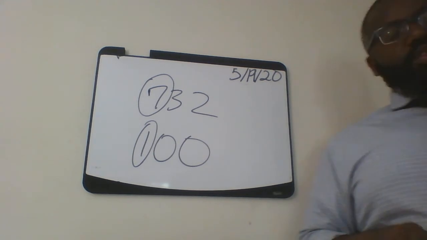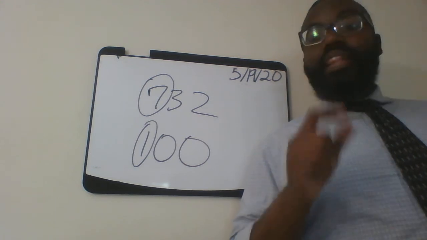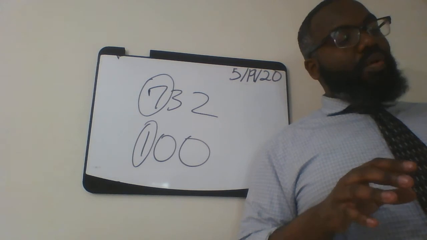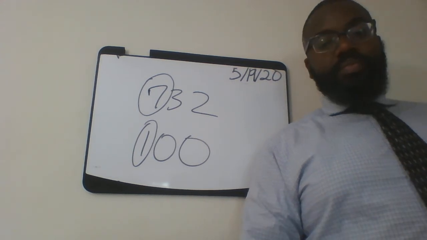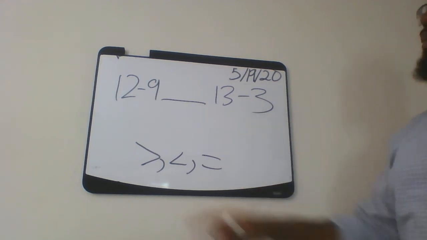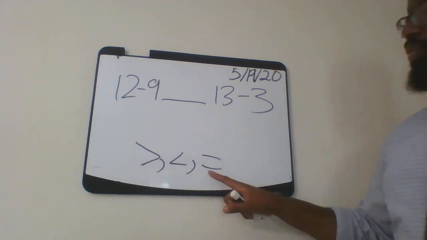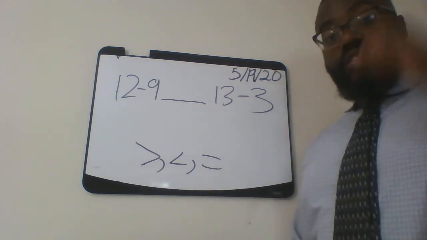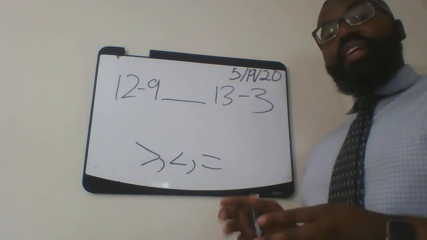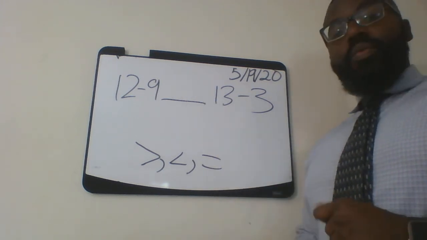Let's move on to number 3. Number 3 says, write greater than, less than, or equal to in the box. Okay, this is very similar to what we worked on in our Zoom class on Monday. Very similar. So here we have 12 minus 9 and 13 minus 3. Is 12 minus 9 greater than, less than, or equal to 13 minus 3? So first we have to figure out what is 12 minus 9 so we can compare our numbers. So first you have to solve the problems, then you're able to decide what sign you put.